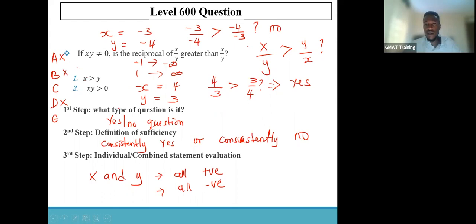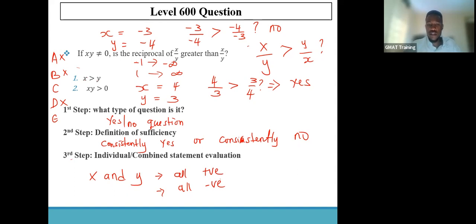However, we didn't go to that extent just because we got what we were looking for. We wanted to see if there is consistency, and we noted that there are two different situations, one where we are responding yes and one where we are responding no. Just because of that, even without testing the other possibilities, we can tell that this statement is not sufficient because there isn't consistency. This follows from our definition of sufficiency, that a statement will only be sufficient when it actually responds to the question stem consistently.